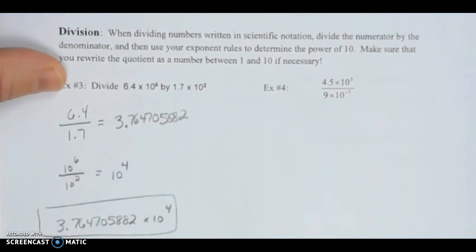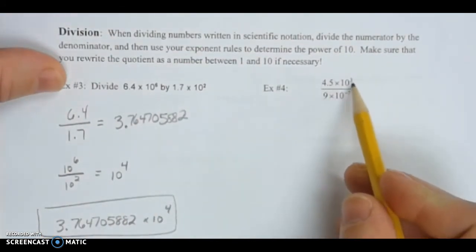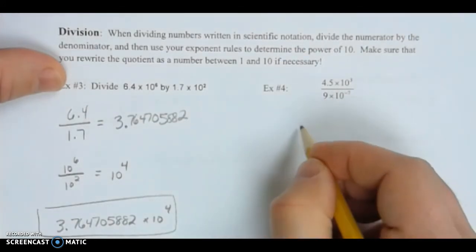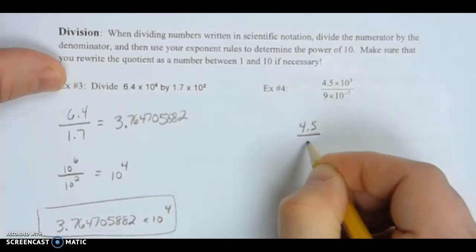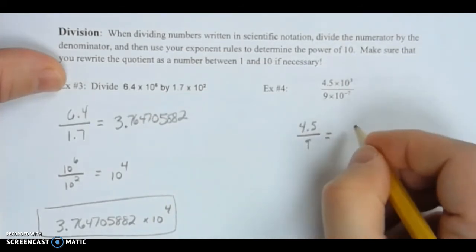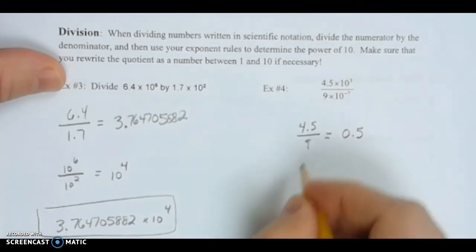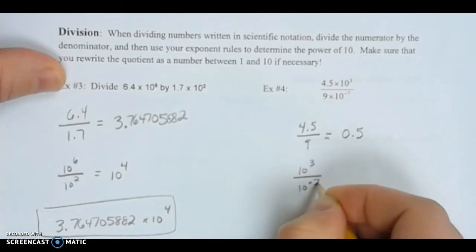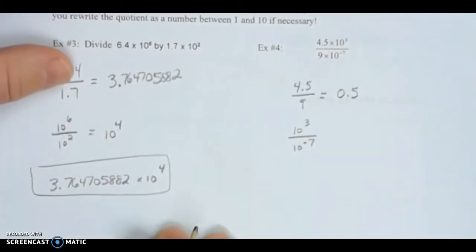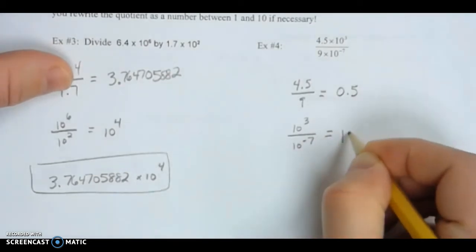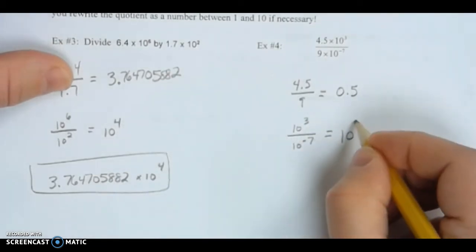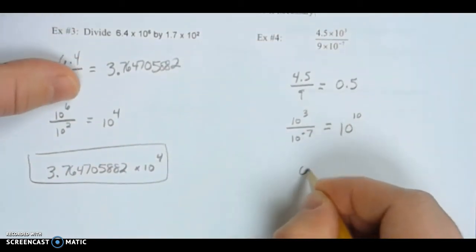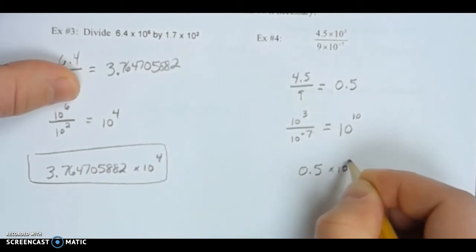Okay? In the next example, I have 4 and 5/10 times 10 to the third being divided by 9 times 10 to the negative 7th. And again, I'm going to divide my first factors first. 4 and 5/10 divided by 9 is going to equal a half, or 5/10. And then for my powers of 10, 10 to the third divided by 10 to the negative 7th power. Well, again, I'm going to have to subtract in order to come up with my power of 10. 3 minus negative 7 is 10. So I have 10 to the 10th power there. So right now, my answer says 5/10 times 10 to the 10th power.